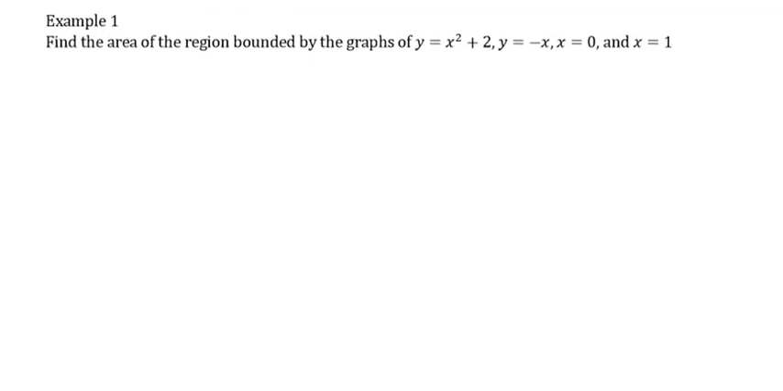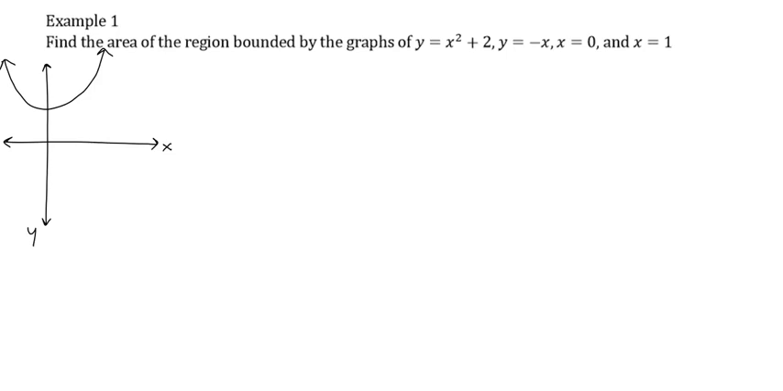So here we have our first example where we want to find the area of the region bounded between a parabola and a line between two given x values. So the first thing I'm going to do is get started with a very rough sketch of what this region looks like. I'm going to start by sketching the parabola y is equal to x squared plus 2. That is a parabola that opens upward with its vertex at the point (0, 2).